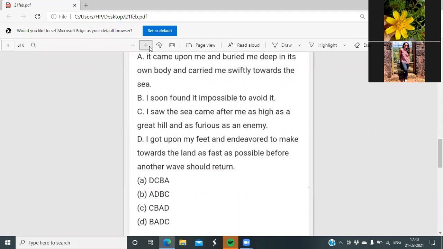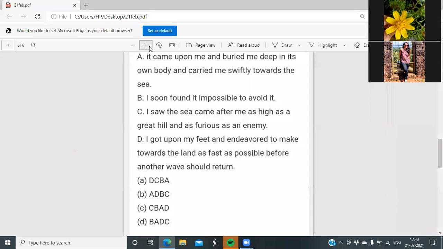Then I got upon my feet and endeavored to make towards the land as fast as possible before another wave should return. Now see here, we should understand actually the chronology. For me, the correct answer is option A. In the chat box, I just saw someone mention it as A. Yeah, Sakshi has mentioned it as A. Sunil, I'll be explaining. So go with option A.